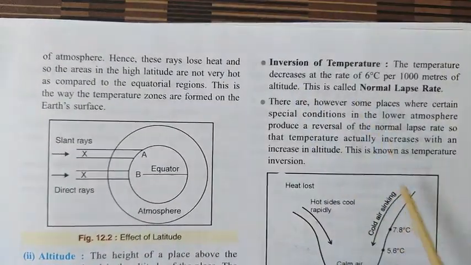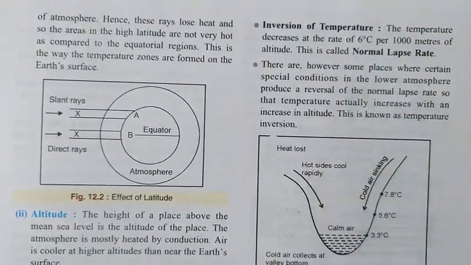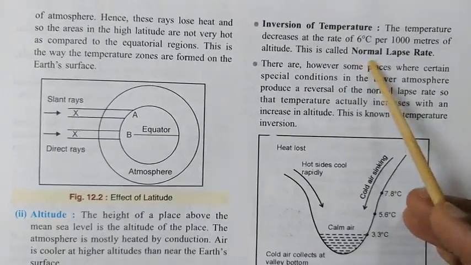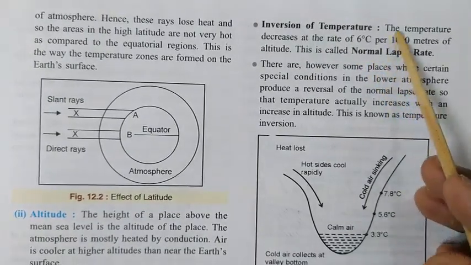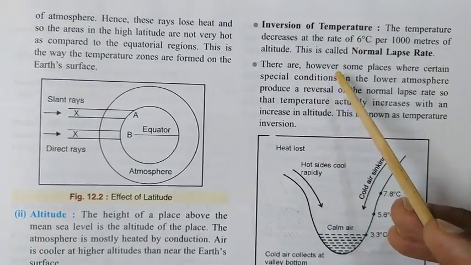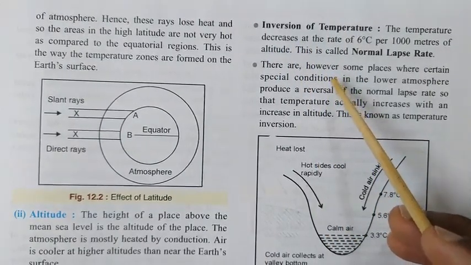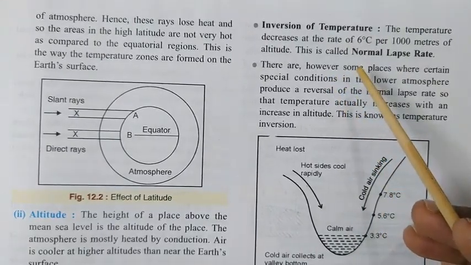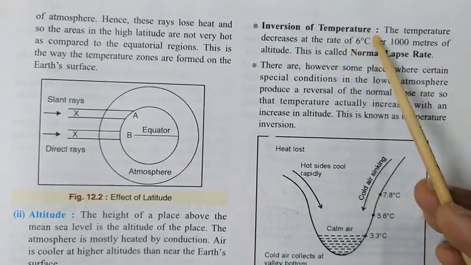Now let's see some more things about altitude. Another thing is the inversion of temperature. Now what do you mean by this inversion of temperature? Usually, as all of you know, as we climb up the hill, with higher altitude the temperature decreases, but sometimes, in some special conditions, the temperature instead of decreasing, increases with the height, with the altitude in the mountainous region, not everywhere, and this is called inversion of temperature.